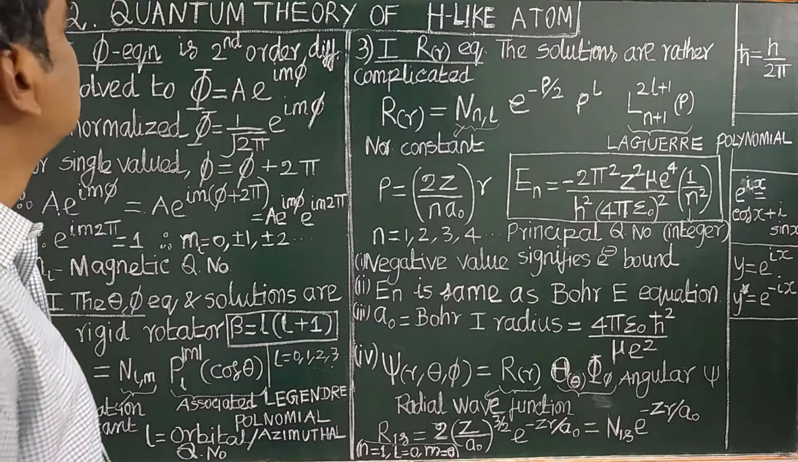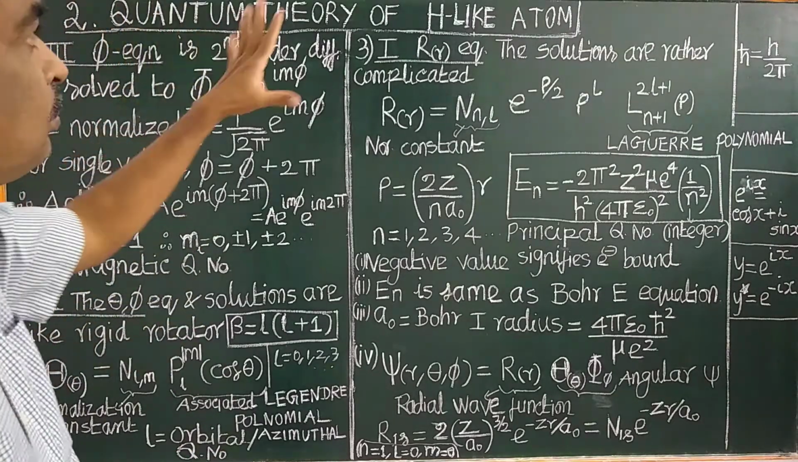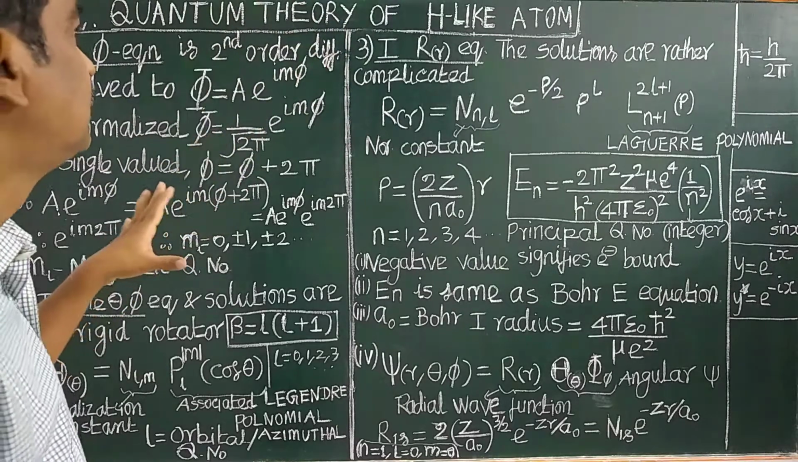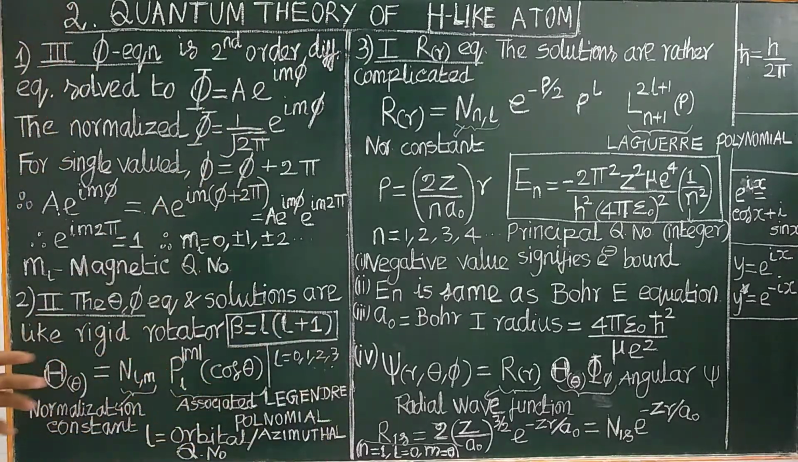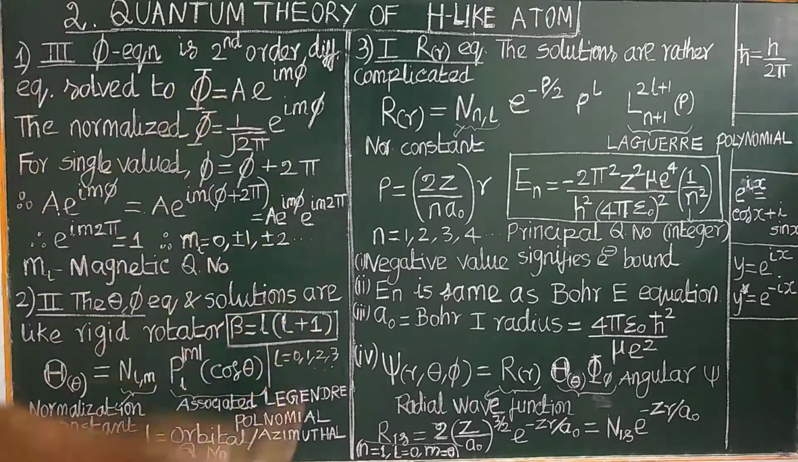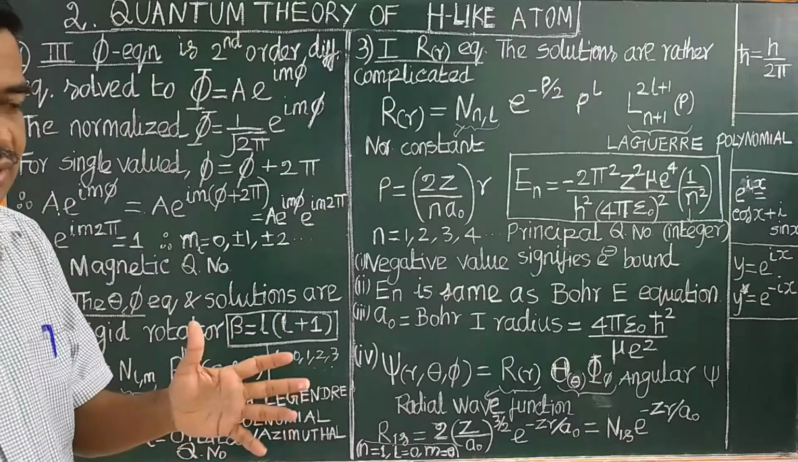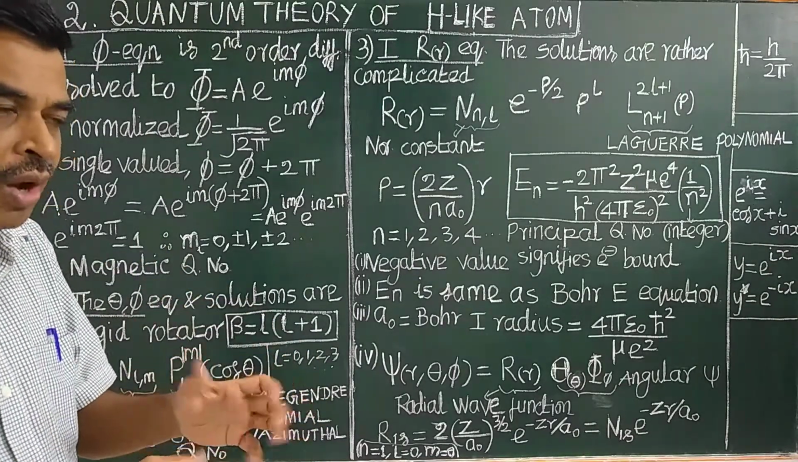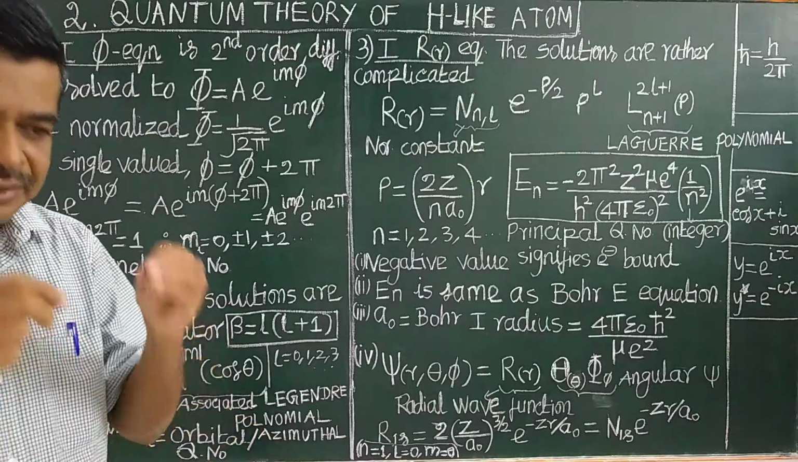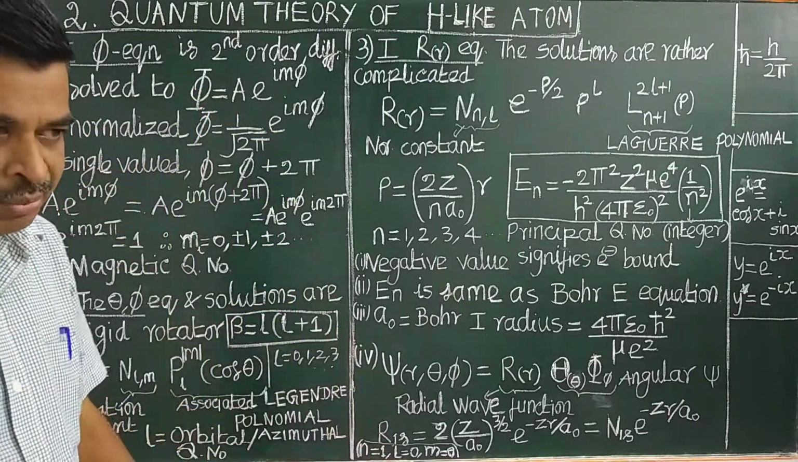Good morning. Let us study today part 2 of the quantum theory of hydrogen-like atom. In the previous class, we derived the Schrodinger wave equation for hydrogen-like atom from the particle in a three-dimensional box. The Schrodinger wave equation of hydrogen-like atom is very similar to the particle in a three-dimensional box.